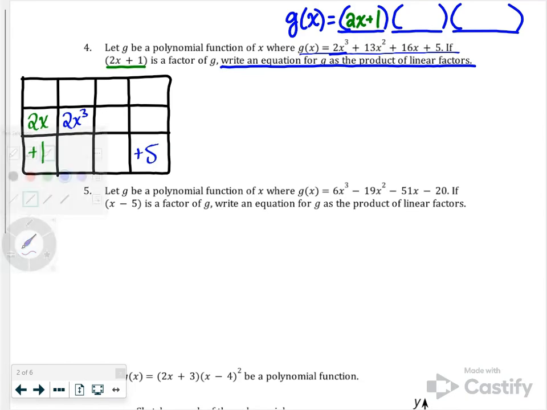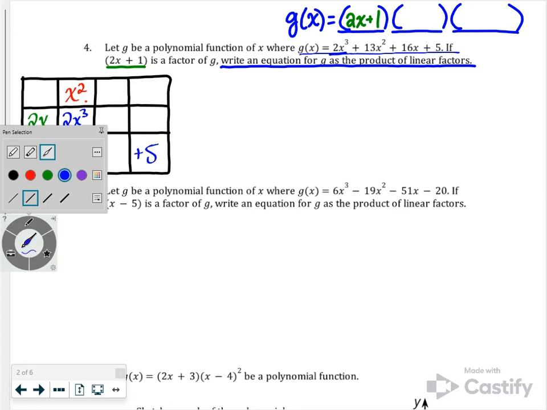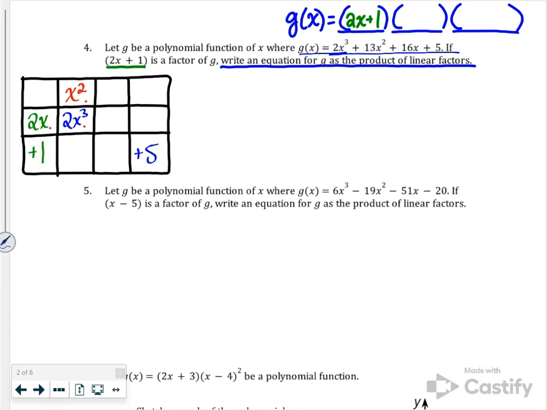So I know this would have to be an x squared because x squared times 2x gives us 2x cubed. And then I can start filling in other parts of this. So x squared times 1 is going to be plus 1x squared. And now I start looking up at the top here. And I want to compare 1x squared plus something is going to give me 13x squared.